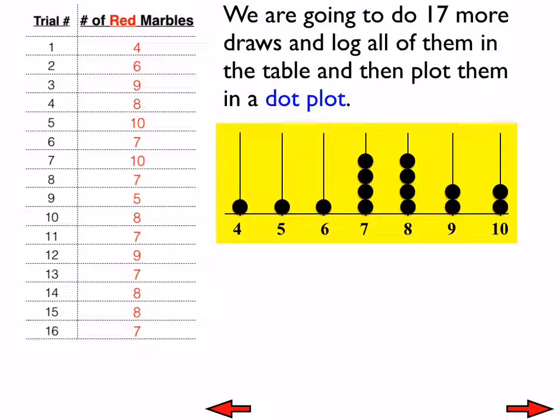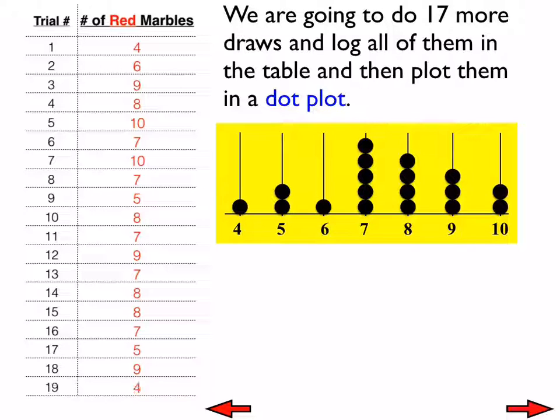Okay? 16th trial, 7 red marbles. 17th trial, 5 red marbles. 18th trial, 9 red marbles. 19th trial, 4 red marbles. And 20th trial, 6 red marbles. So I'm going to stop and make sure everybody's caught up, have their table correct, and make sure that your dot plot looks exactly like mine.